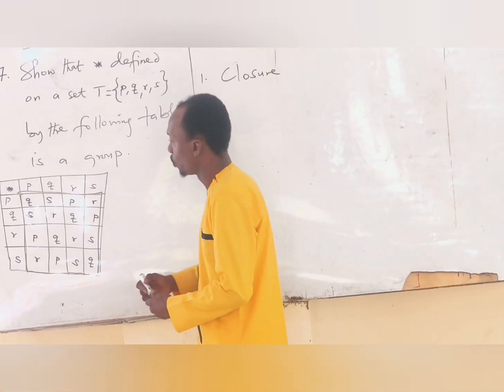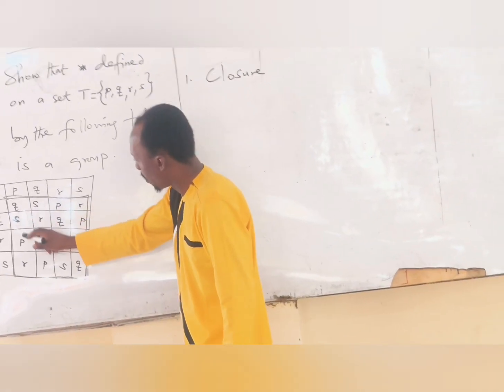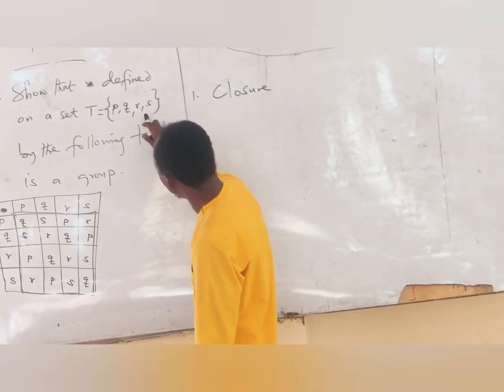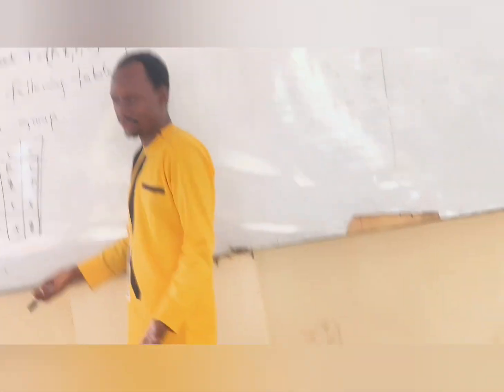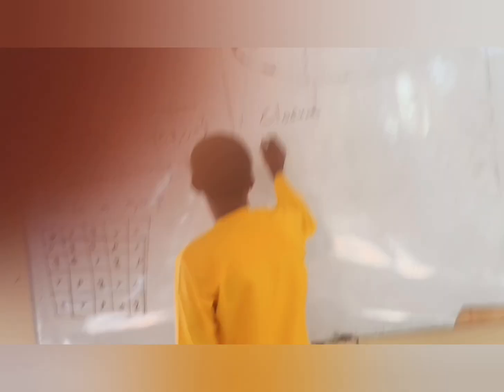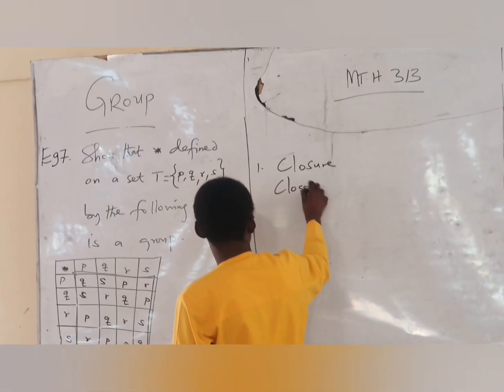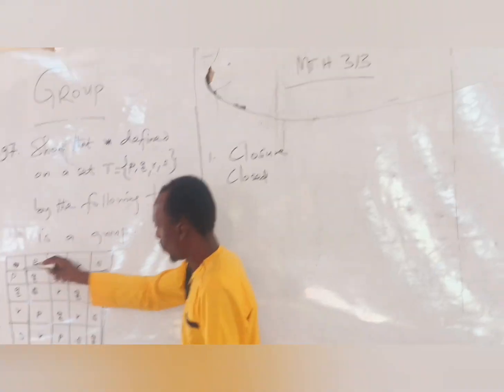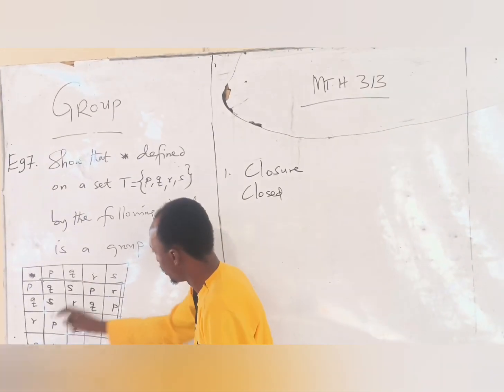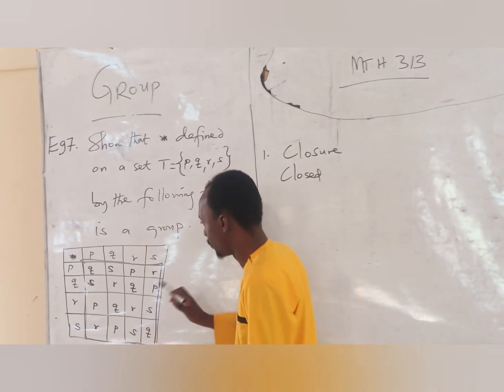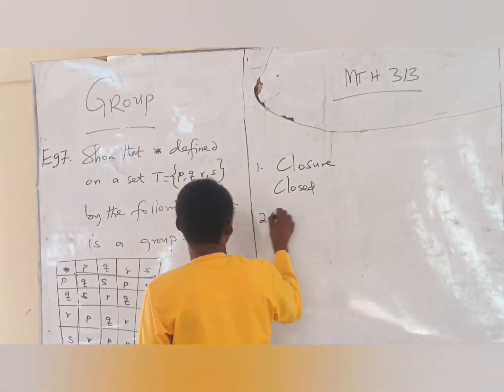So what do we do? We should just look at the answers they have gotten. Are all the values there in the given set? Yes. If they are all there, it means it's closed. Yes. All the values they get by doing the operation, all of them are inside. So it's closed.